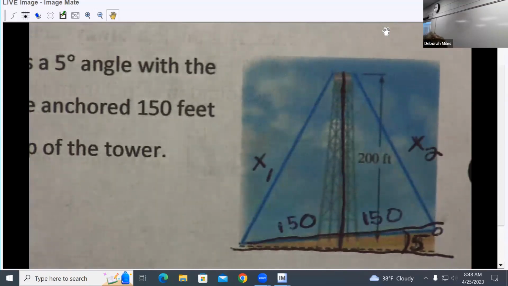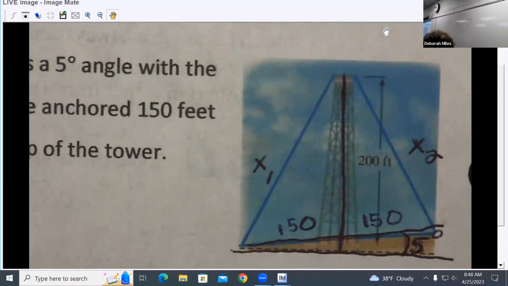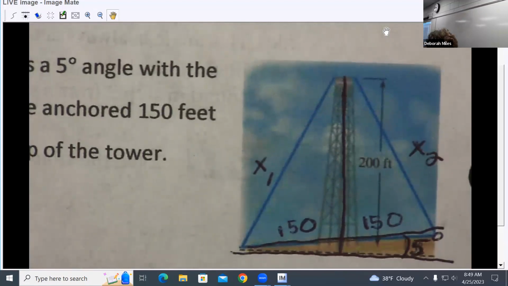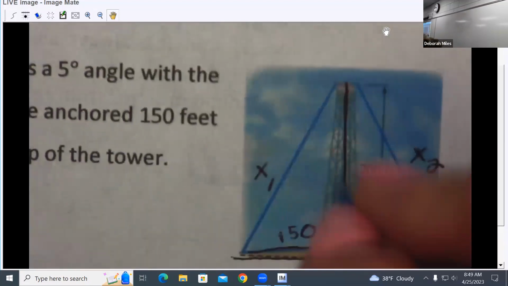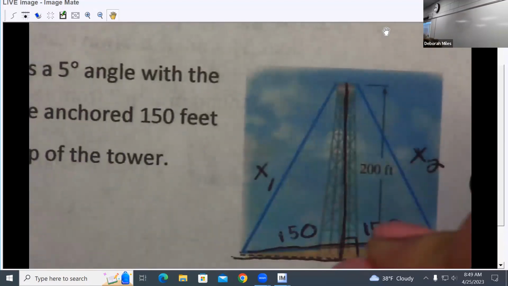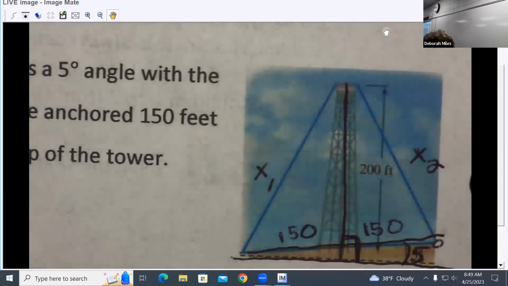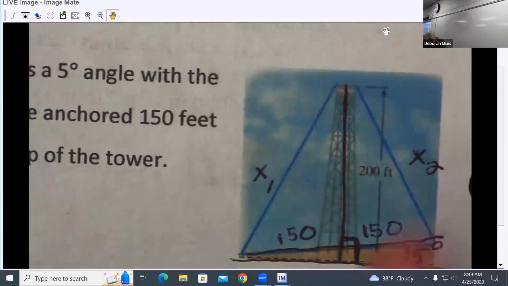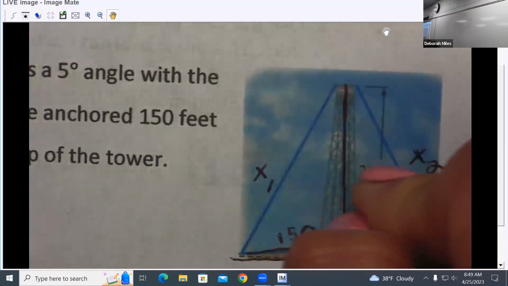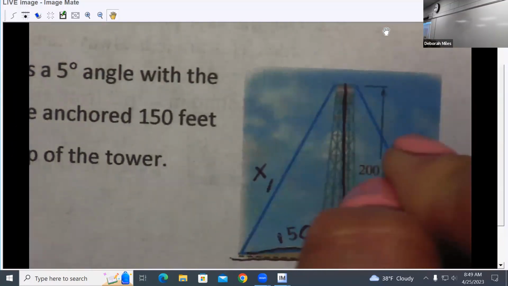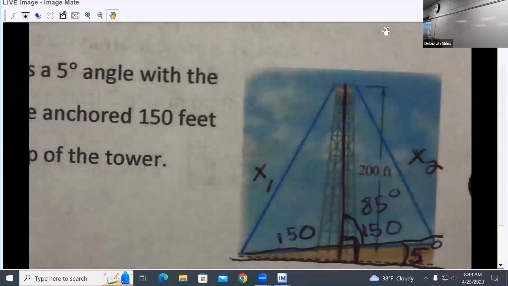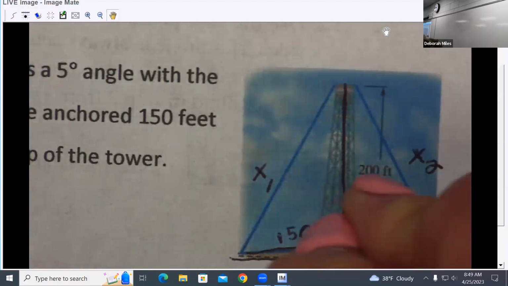Okay. Do I know any angles? Okay, this is a right angle here. And if that's 5 degrees, what does this have to be? 85 degrees. And what does this have to be? 90.